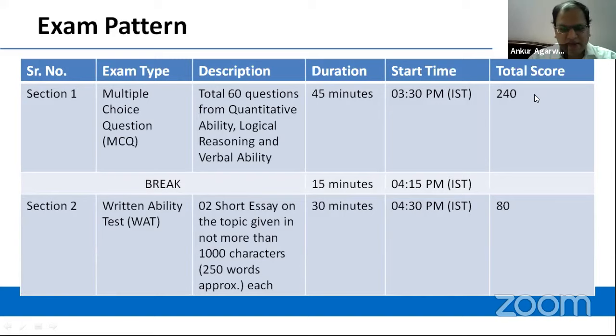Thereafter, there was a break of 15 minutes that was provided to the students from 4:15 p.m. to 4:30 p.m. And thereafter students had to take up the second section, which was the written ability test. For this particular section, students were provided with a separate Google form link. This section comprised two short essays on the topics which were provided to them. The maximum word limit for both the essays was approximately 250 words.